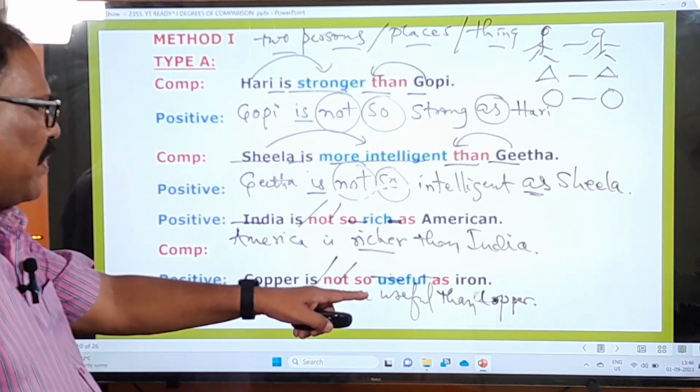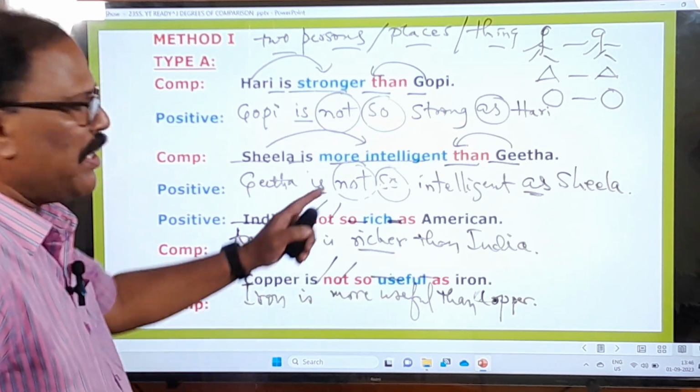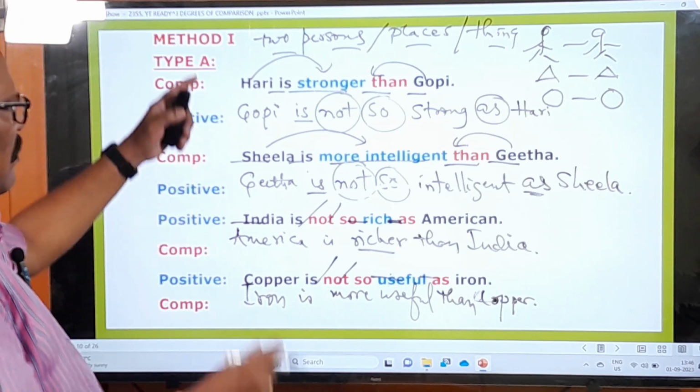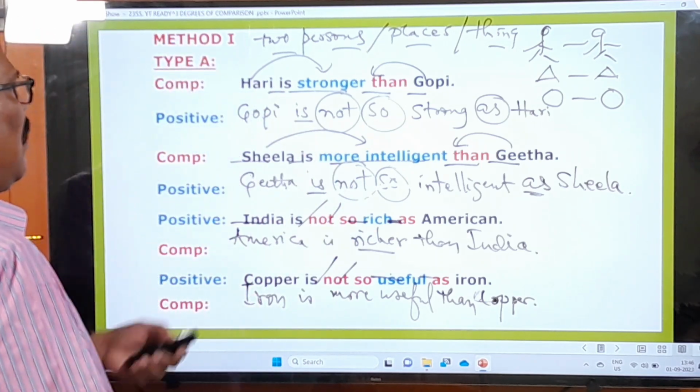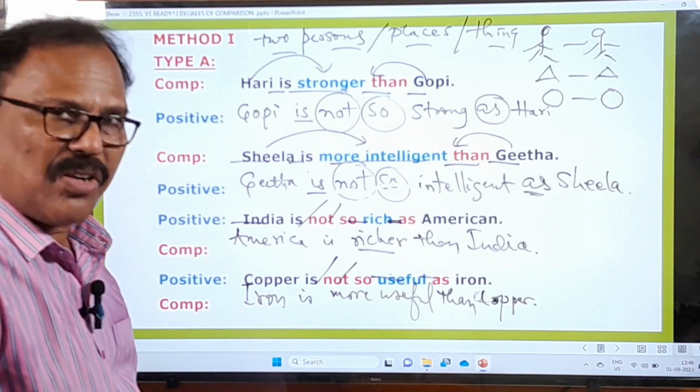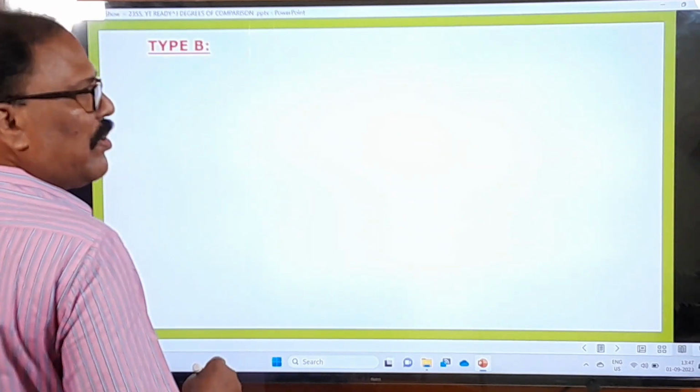Iron, copper కంటే ఐరన్ మరింత ఉపయోగకరమైంది. So this is the Telugu meaning, and okay, I have used that for your convenience. Okay, please let's go to the next slide. Type B is there. Okay, type B.